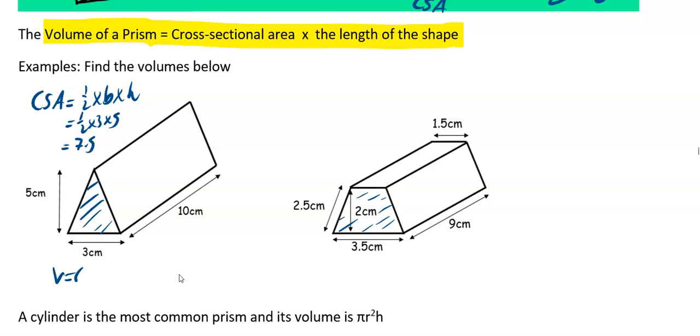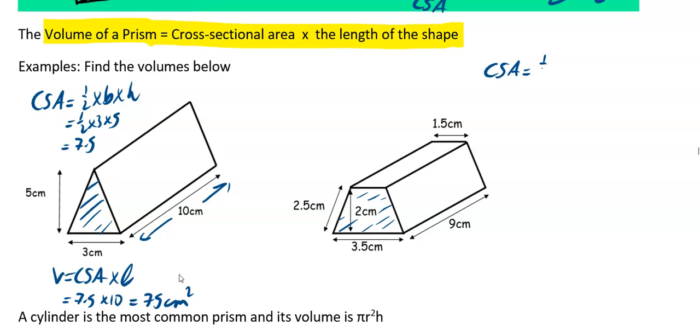So your volume is equal to your CSA, your cross-sectional area, times your length. In this case, it's going to be 7.5 times 10, because your length is 10, that's your length here. So times 10, and if you do that, it's going to give you 75, and the units are going to be centimeters squared.